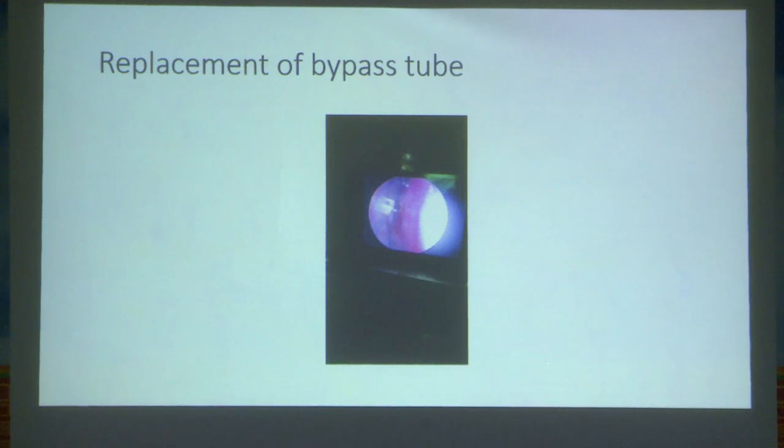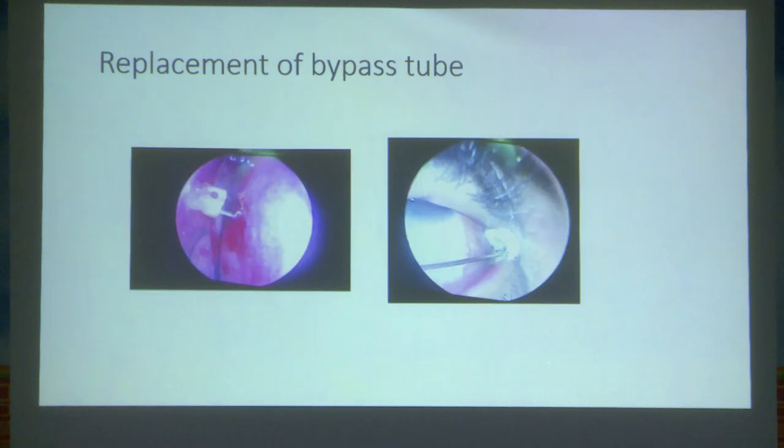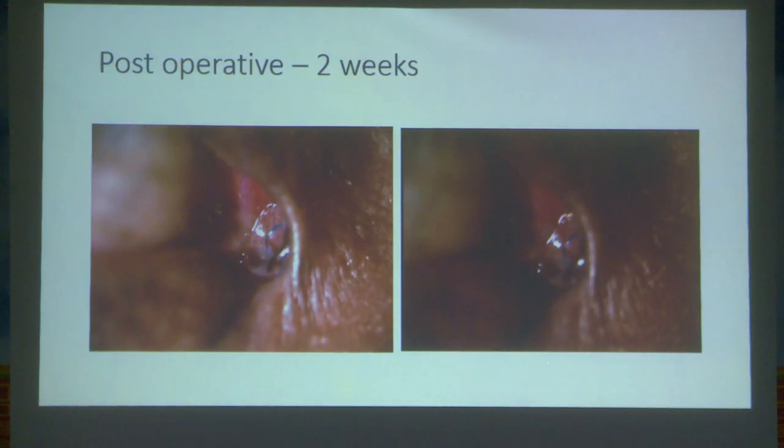Since the ostium was already formed and the bypass tube was already in place, all we needed to do was pass a metallic probe. I think this is not playing well. Let's come to the next slide. Pass a metallic probe inside the existing ostium and slide our borosilicate tube over it. And this is the post-op picture after 1 month, where it's snugly placed and patent.